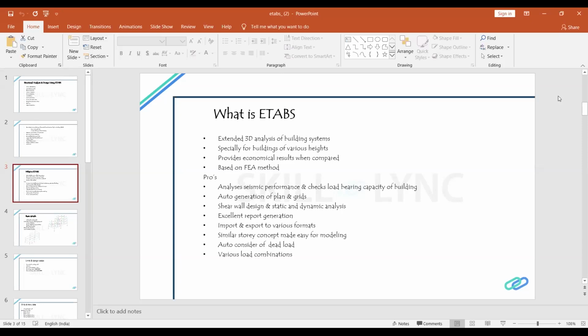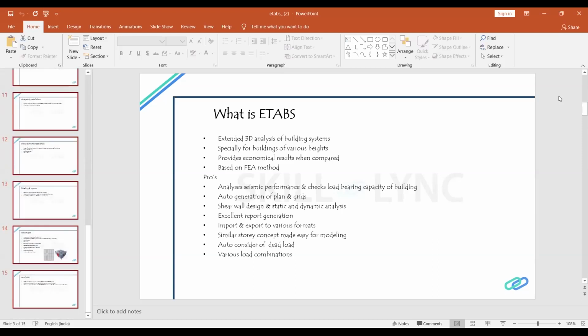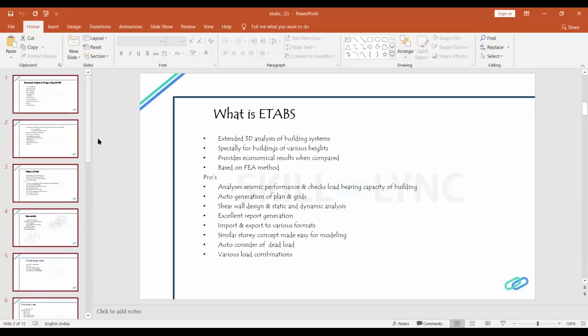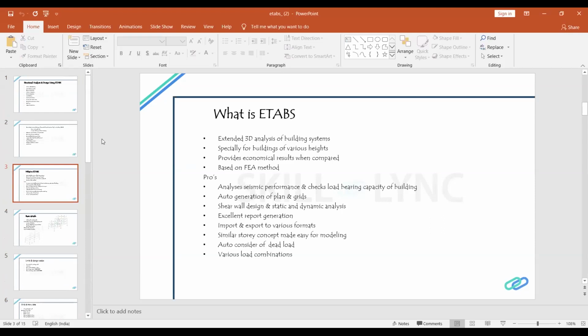Within no time, any structure, if it is properly assigned with the required inputs, it will give the result within no time. These are some of the points for ETABS in introduction. When we go for the pros of this ETABS software, it has n number of pros. Likewise, it has seismic analysis. Previously, there was no software available like ETABS, which gives such best results.